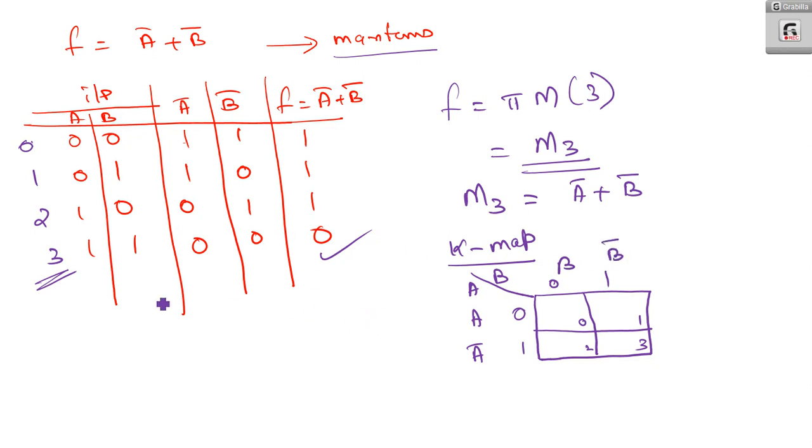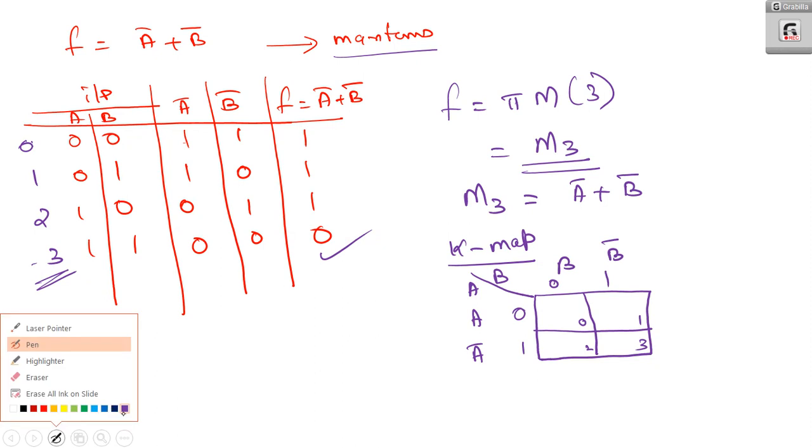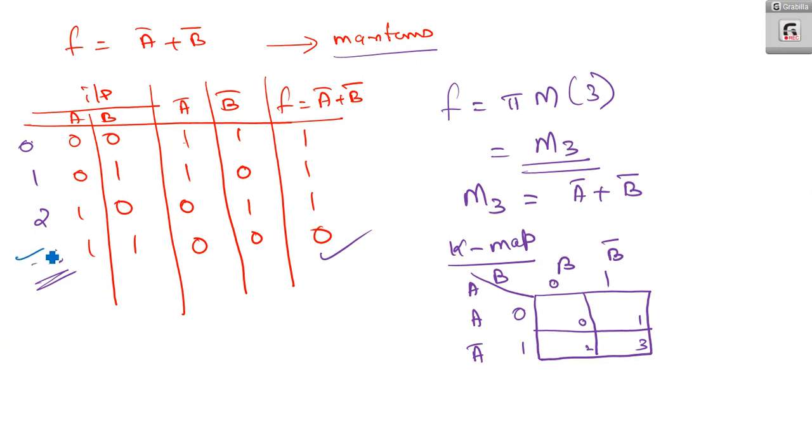When at 3, the value is 0. So looking here, at 3, the corresponding value is 0. So 0 here. And all other values for 0, 1 and 2, the value is 1 only. Now, if you are going to write the corresponding max term, you should take only 0.